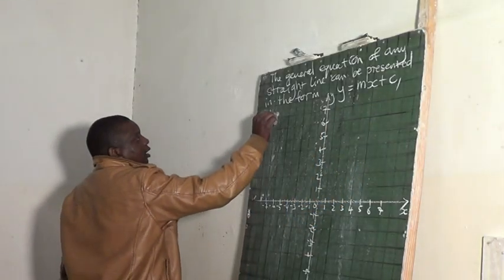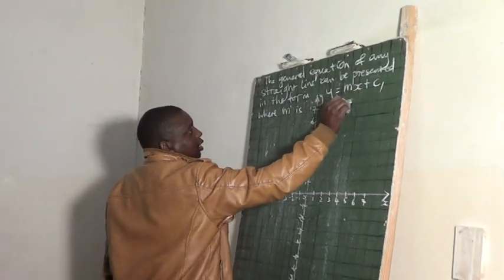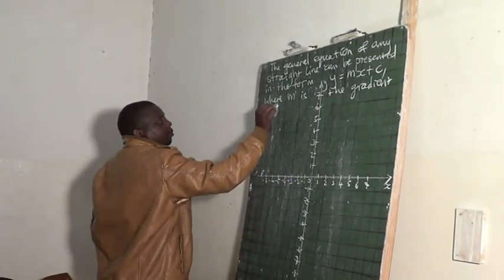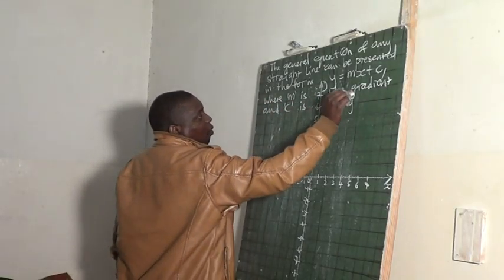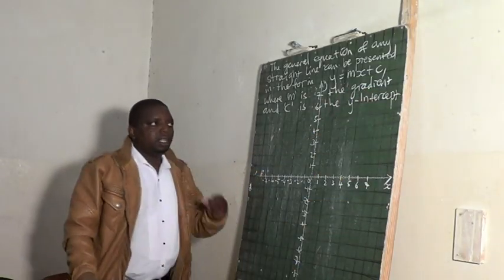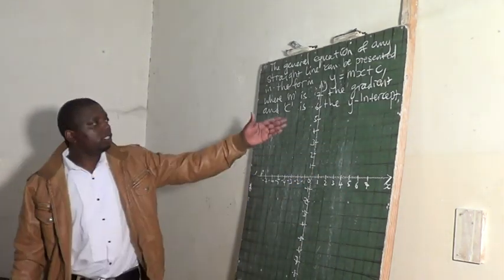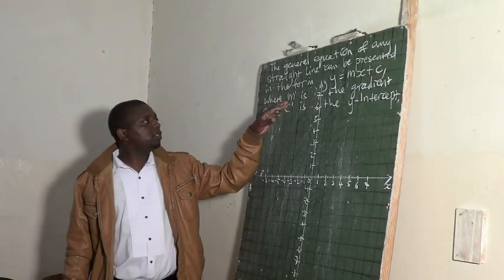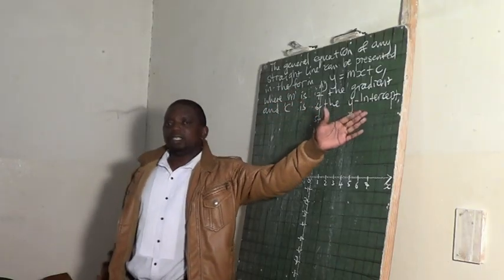m is the gradient and c is the y-intercept. Altogether, the general equation of any straight line can be presented in the form y is equal to mx plus c, where m is the gradient and c is the y-intercept.